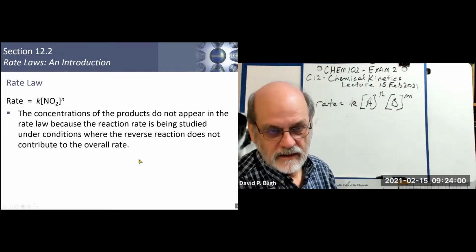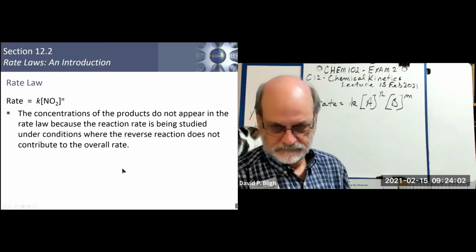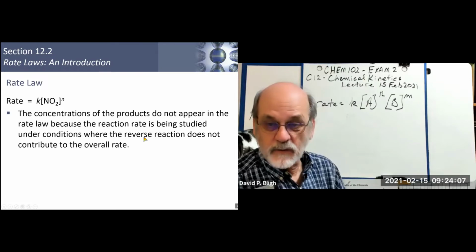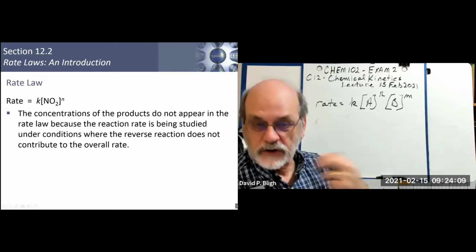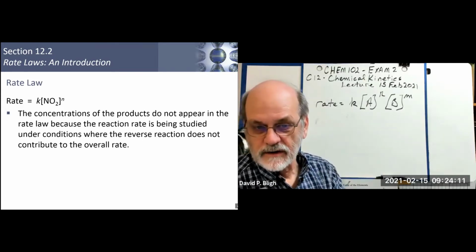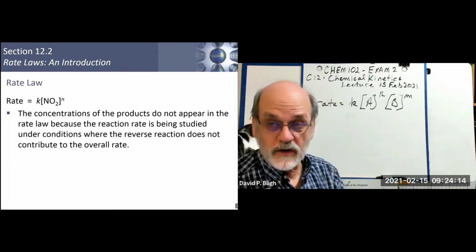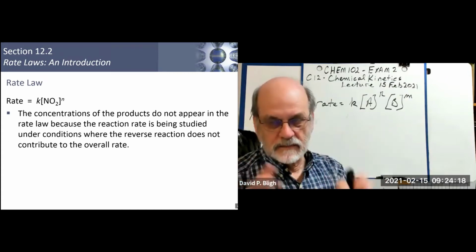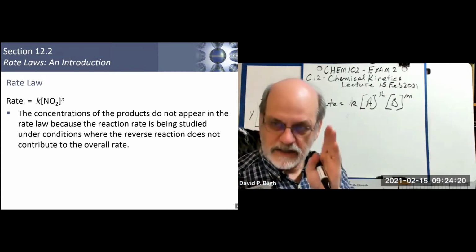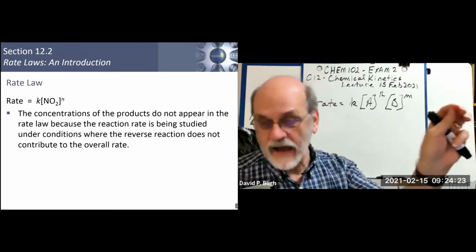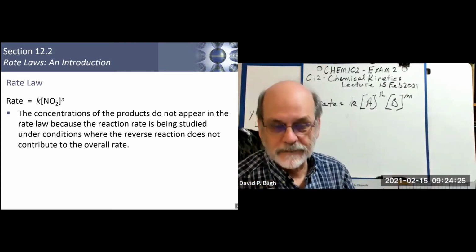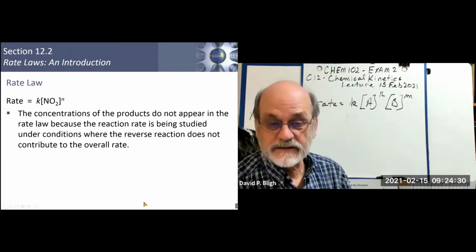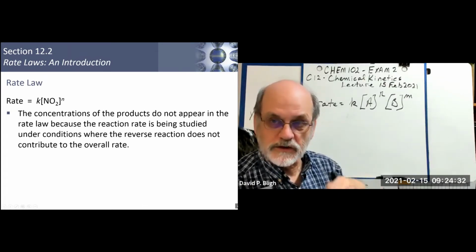Let's see. There we go. So this is just a statement that we try to study reactions under conditions where the reverse reaction does not contribute to the overall rate. Now, we study them both ways. Don't get me wrong. We study them at initial rates and we study the entire reaction. So you have those 2 possible data sets to use to describe your reaction.